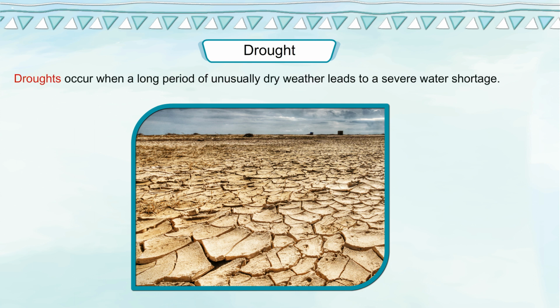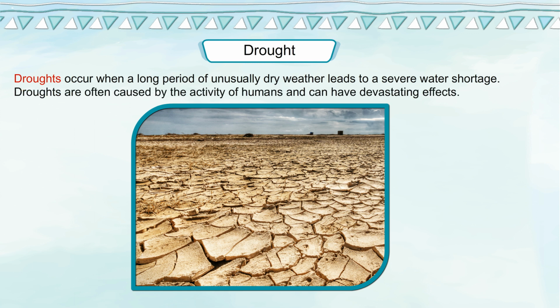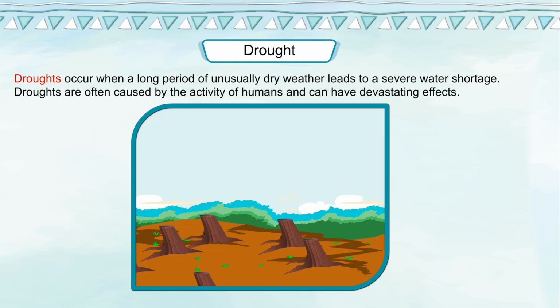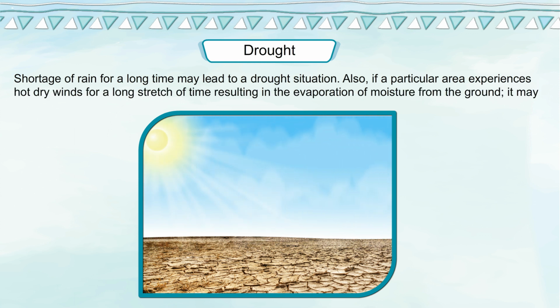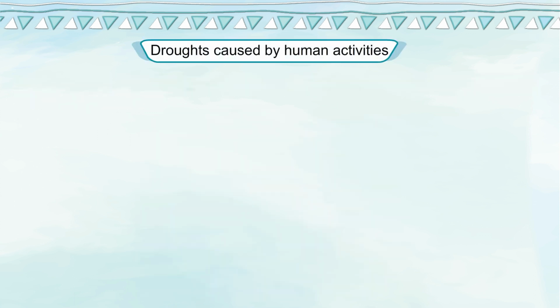Drought. Droughts occur when a long period of unusually dry weather leads to a severe water shortage. Droughts are often caused by the activity of humans and can have devastating effects. Shortage of rain for a long time may lead to a drought situation. Also, if a particular area experiences hot dry winds for a long stretch of time resulting in the evaporation of moisture from the ground, it may become drought-stricken.